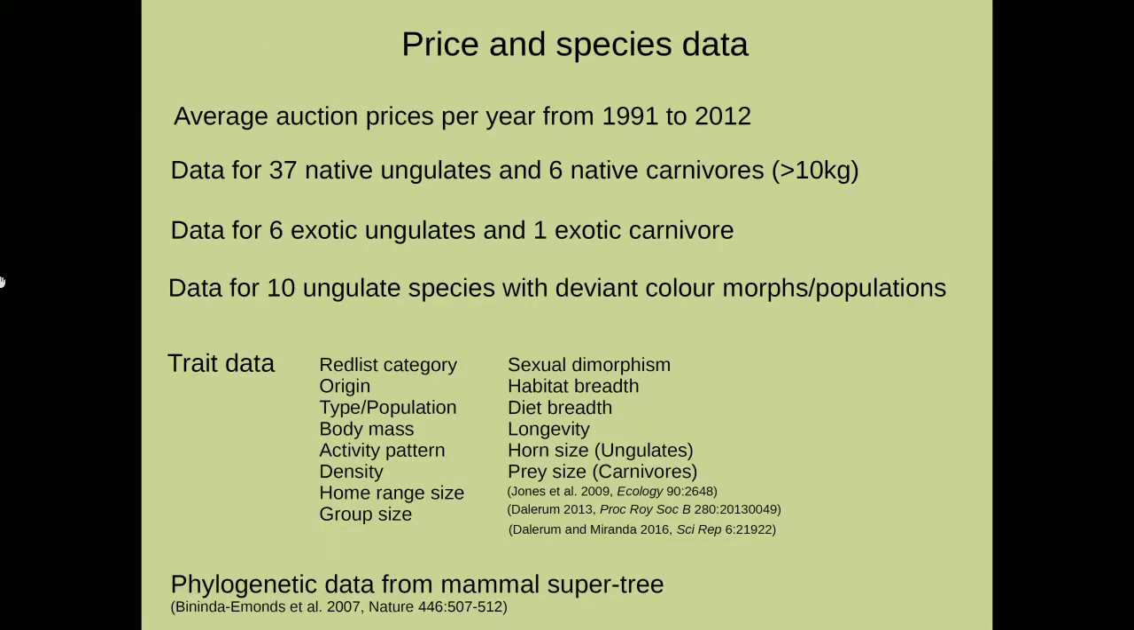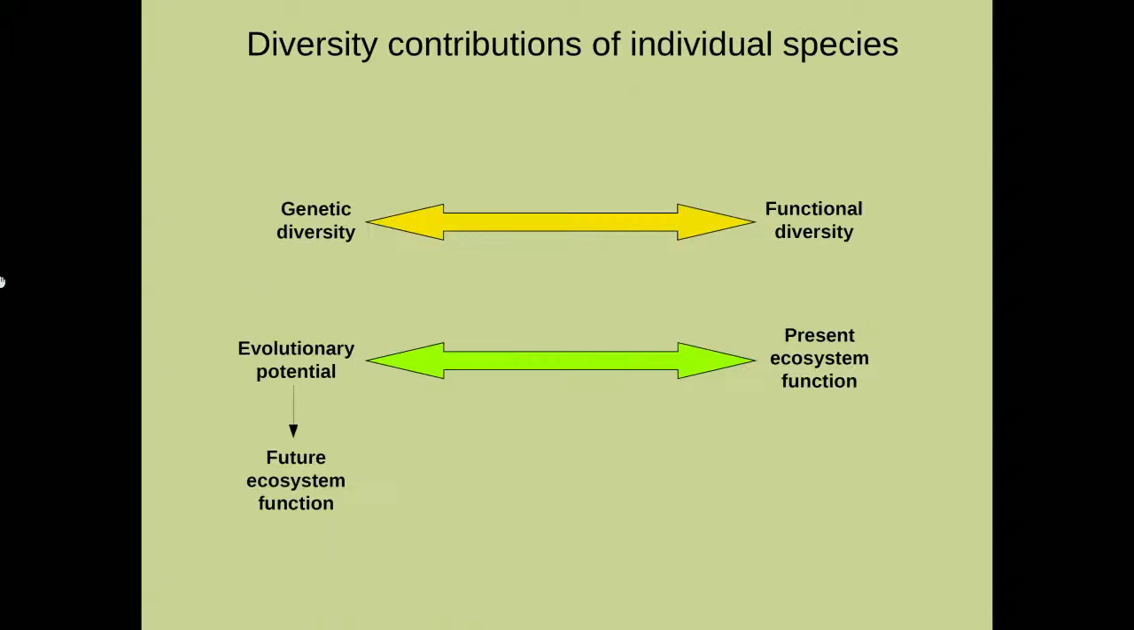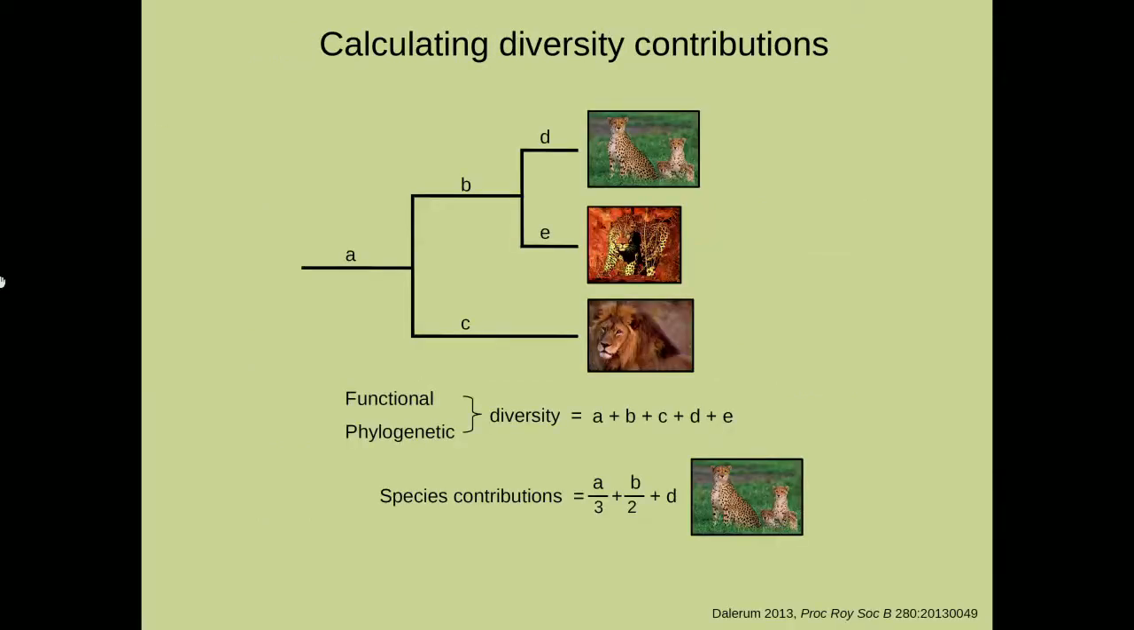So we had a whole range of data, and since I'm running out of time, I'm not going to go through it in detail, but we had prices, we had ecological and biological traits, and we had phylogenetic data to look at genetic relationships. To quantify the ecological and evolutionary relevance, we looked at functional diversity and genetic diversity, which somehow is a reflection of the importance for present ecosystem function and for evolutionary potential. Standard cladogram fashion, where we basically set up either a phylogenetic cladogram or a functional one based on functional traits and a trait matrix, and calculated the species-specific contribution to the overall variation in here.